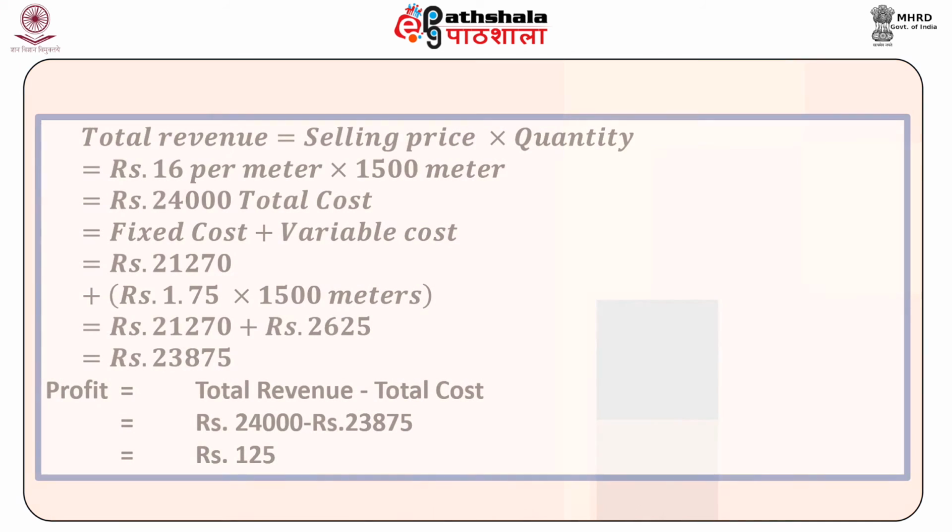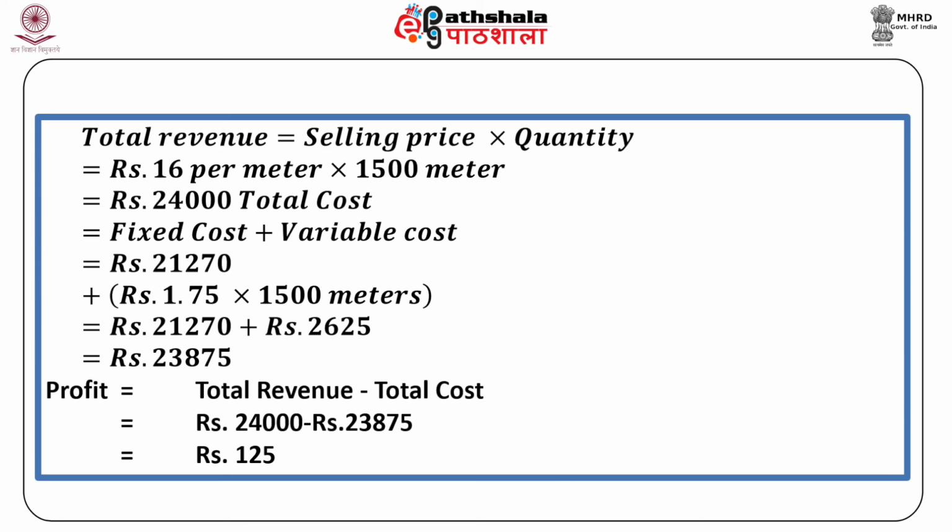Question B. Now, if the firm produced 1500 meters of cloth, what is the effect on the firm's profit? Now, the answer to this question is, total quantity produced is equal to 1500 meters. Total revenue is equal to selling price into quantity, which is ₹16 per meter into 1500, which is equal to ₹24,000. Total cost is equal to fixed cost plus variable cost, which is equal to 21,270 plus ₹1.75 into 1500, which is equal to 21,270 plus 2625, which is equal to ₹23,875. Now, profit is equal to total revenue minus total cost. Thus, it would be ₹24,000 minus ₹23,875, which gives us an amount of ₹125 as the total profit.